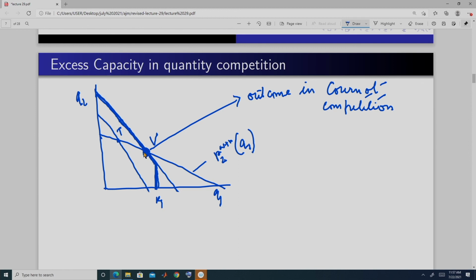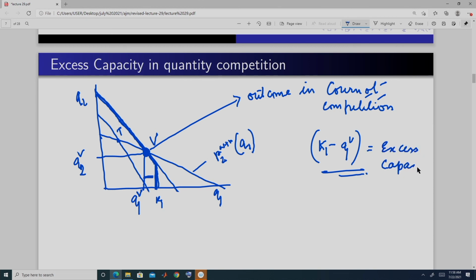Now, if this is the outcome in Cournot competition, what is the output? This is the output of firm 2, this is the output of firm 1. Okay? Capacity is this much, K1, this should be small k. So, this much is the excess capacity, Q1V. Now, what is the cost in this?